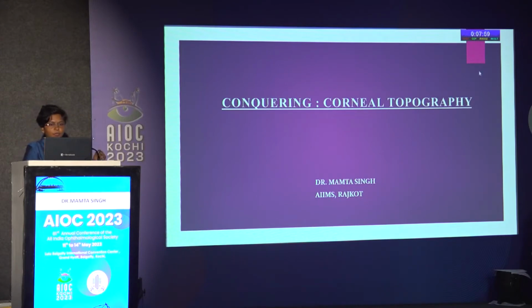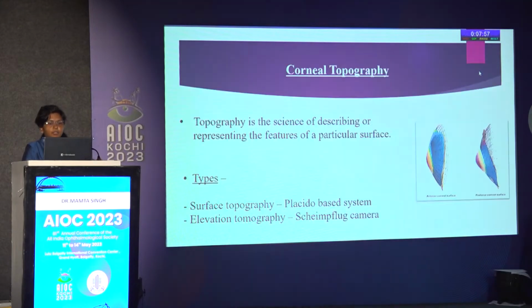I will be talking about corneal topography. We all know that refractive surgery has come up in a very big way in our market, but it's very important to know when not to operate. That is where the exact catch is. And for that, we need to know the basics of topography. So topography is basically the science of describing or representing the features of a particular surface.